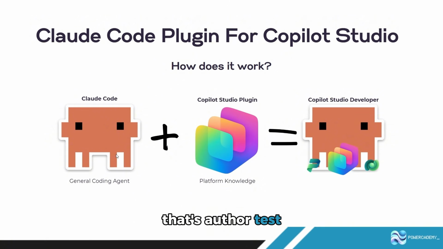That's author, test, and troubleshoot. Each one has a specialized agent that knows the Copilot Studio YAML schema inside and out. So very simply, if you took the method a few videos ago without installing this plugin, you're effectively asking Claude Code, which is a general coding agent, to understand the schema of the YAML files. However, with this plugin, you're giving it that knowledge to actually turn it into something that has context on how these Copilot Studio agents are actually supposed to be built, rather than just a general coding agent which doesn't actually understand the structure and schema and can make more mistakes than this one.